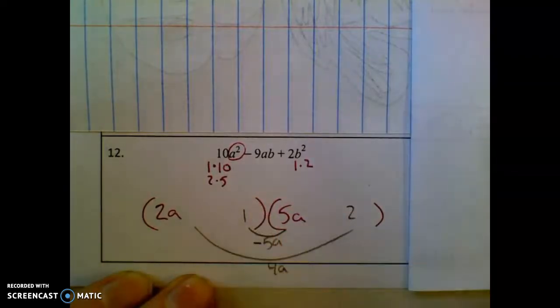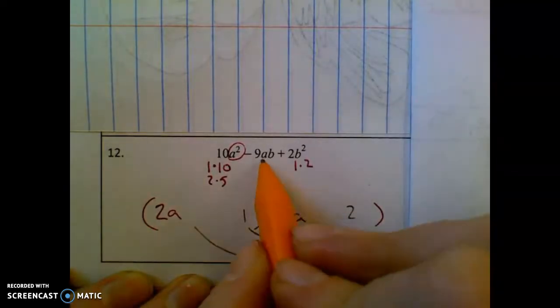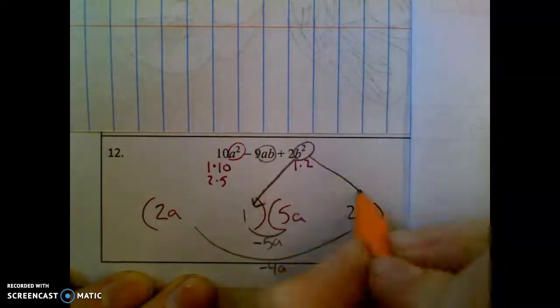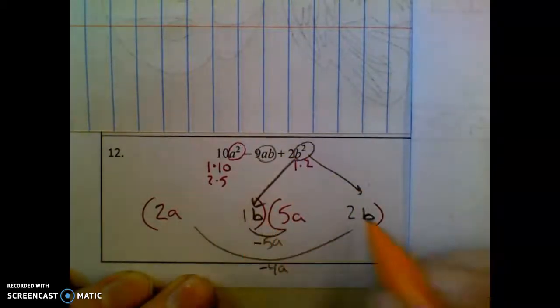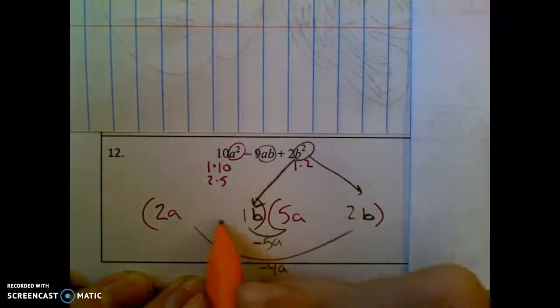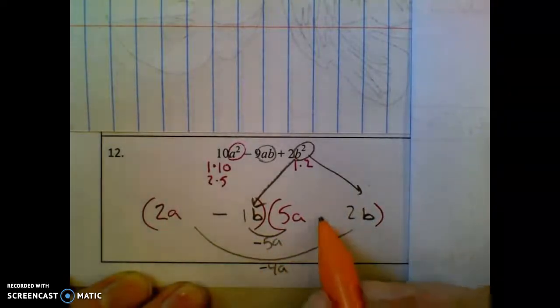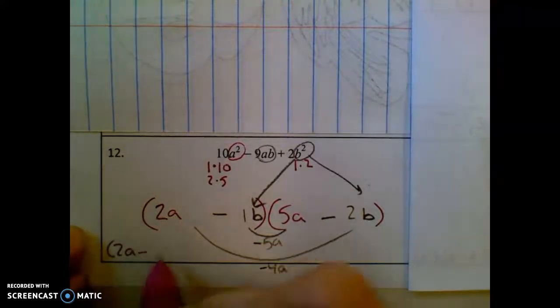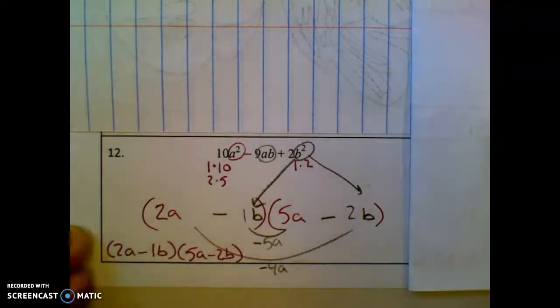Well, I want a negative 5a and a negative 4a, but I really don't want an a, I want an ab. So don't forget to literally just tag on those b values. Just tag on a b and tag on a b. Negative was my inner product. Negative is my outer product. Just going to write that again. 2a minus 1b and 5a minus 2b, and you're done.